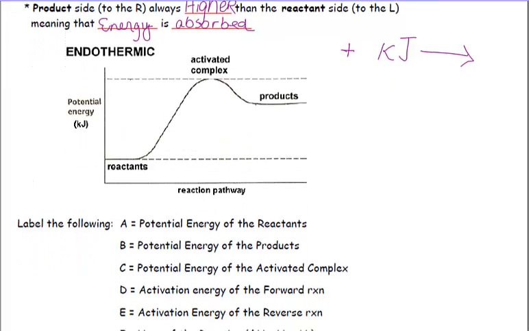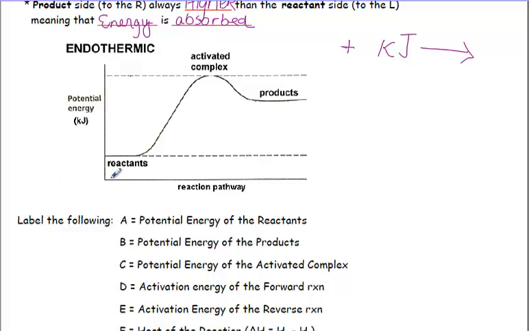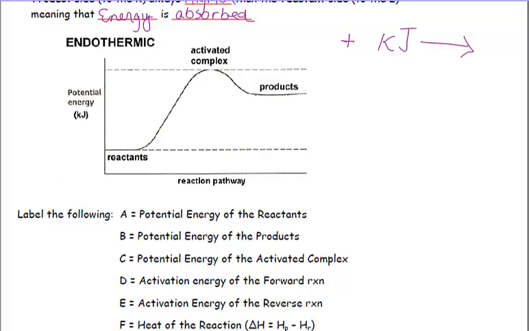Okay, so now let's look at the curve. Notice products are higher than the reactants in the diagram. Okay, we talked about activated complex. This is the intermediate step here, and that's where we want to get to. So we're going to label the following. We're going to label where the potential energy of the reactants and products are. We're going to label where the potential energy of the activated complex is, as well as the activation energies for the forward reaction and the reverse reaction, in addition to the heat of reaction, or the delta H, which is the heat of the products minus the heat of the reactants.